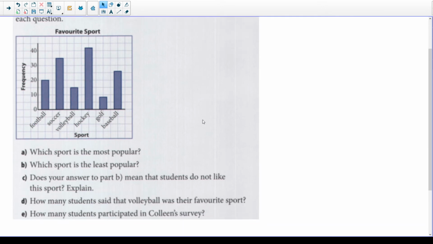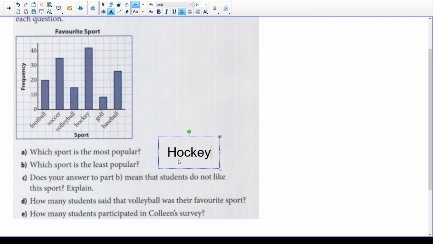Well, you can easily see that by looking at the chart, the bar that's the highest, and this is what I meant by displaying data in a graph is usually the best way to do it because it's very easy to see which bar is the highest. So it definitely looks like hockey is the most popular.